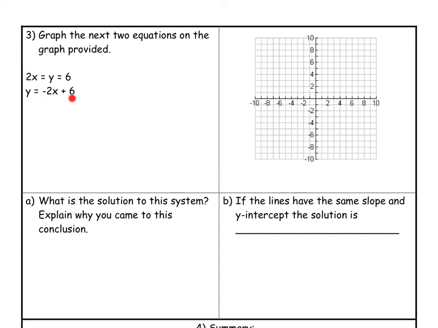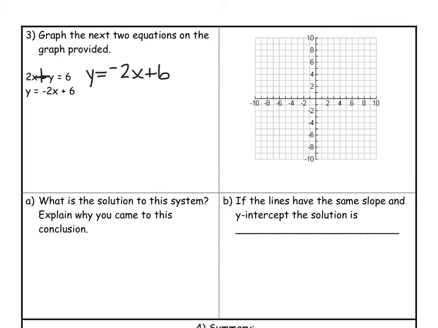2x plus y equals 6, and y equals -2x plus 6. We want to graph both of these equations. But first, we have to put this equation in y equals form. So if we subtract 2x from each side, we get y equals -2x plus 6.